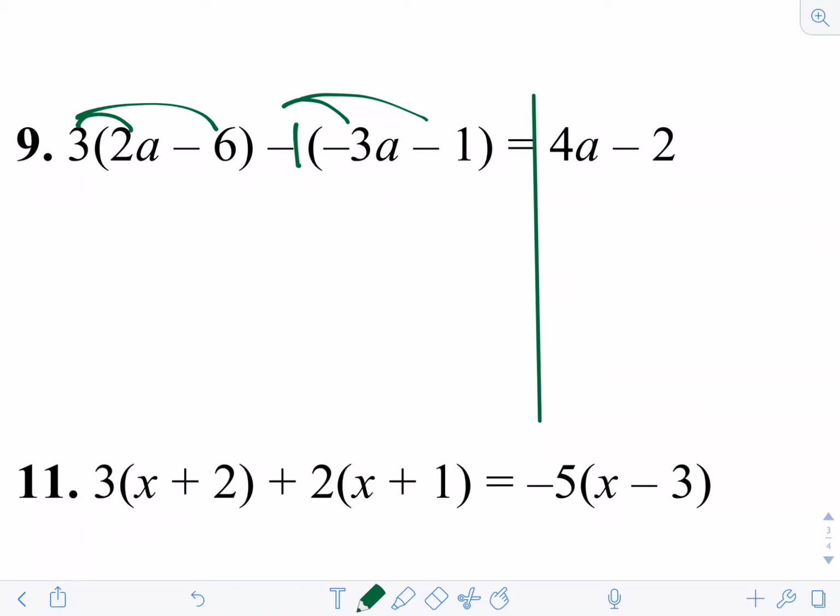So we have 3 times 2 is 6, so 6a. 3 times -6 is -18. When you distribute a negative, your signs change. So this is a positive 3a and a positive 1. That's equal to 4a minus 2.